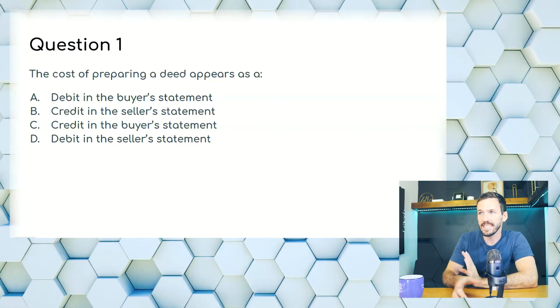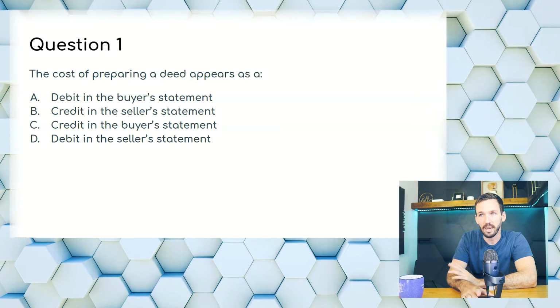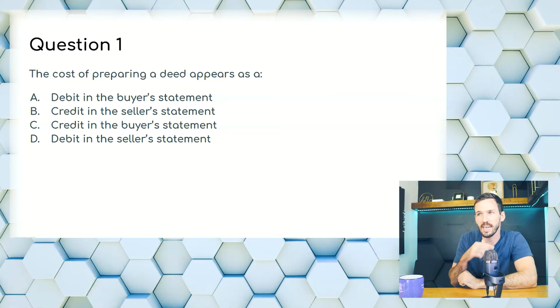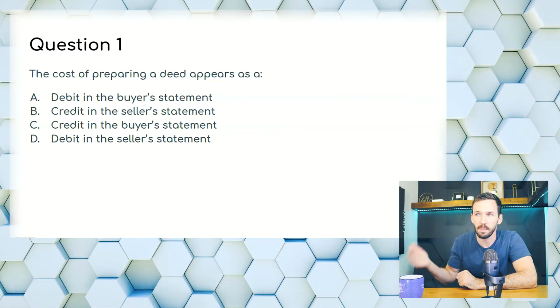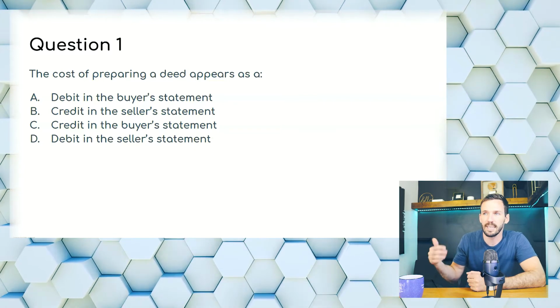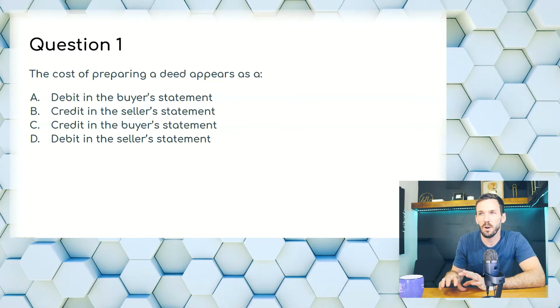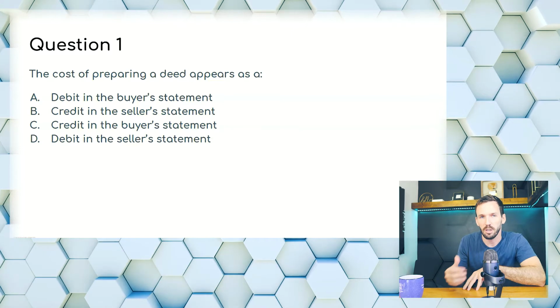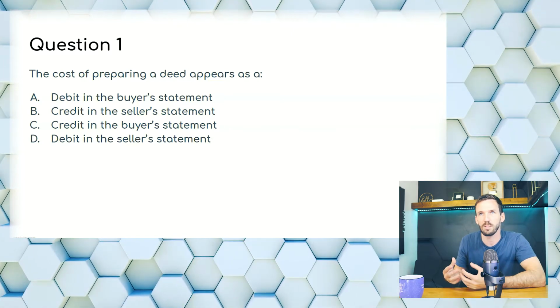The cost of preparing a deed appears as A, debit in the buyer statement, B, credit in the seller statement, C, credit in the buyer statement, or D, debit in the seller statement. So just know that a credit means that it goes to a person. Credit is when you receive.